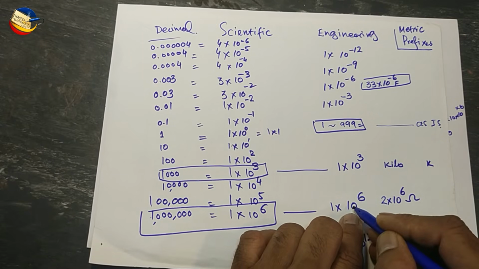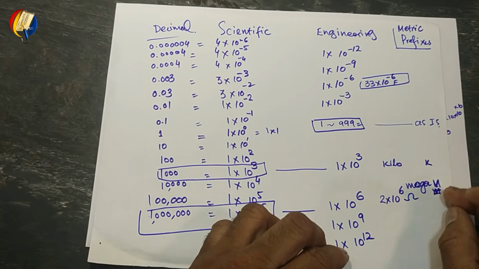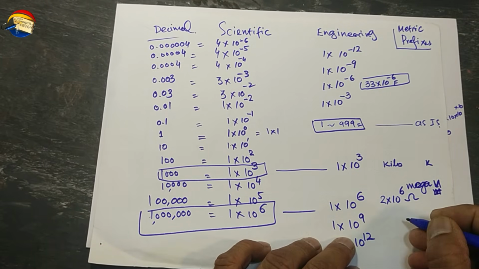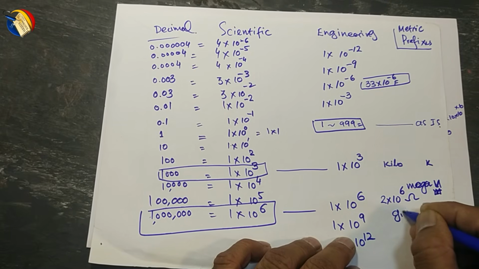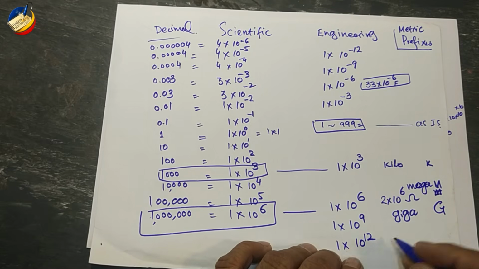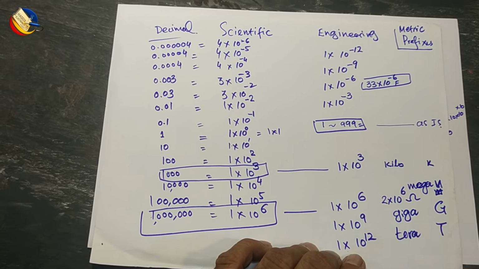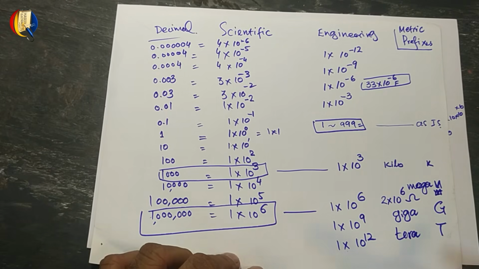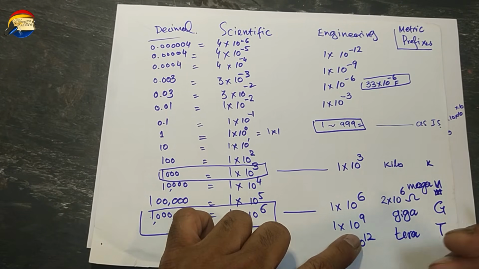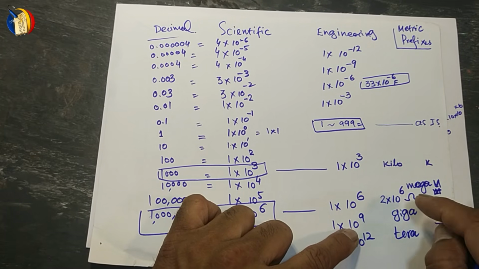Then the next step, 10 raised to the power 6. It is mega, capital M. Then we have 10 raised to the power 9. That is Giga, G. Then Tera, T. If we see 1 terabyte, that means it is 10 raised to the power 12. If we say 2 gigahertz, that means 2 × 10 raised to the power 9.